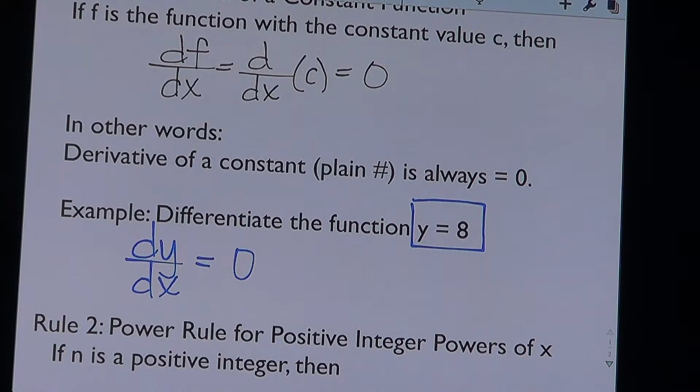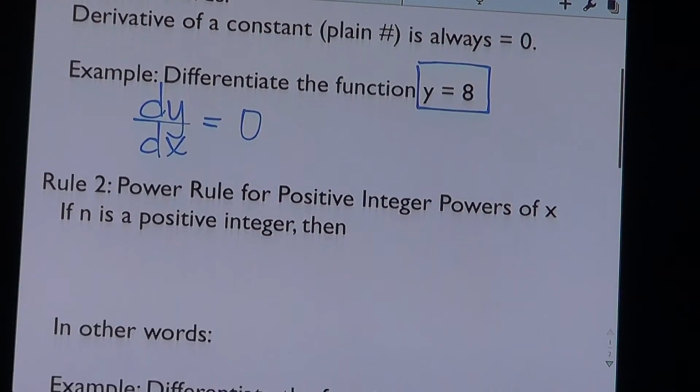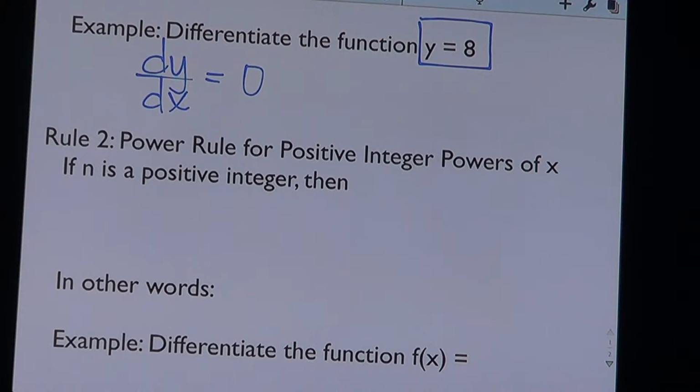And you could prove that using the definition of the derivative, if you wanted to. Okay. The second rule is the power rule for positive integer powers of x.